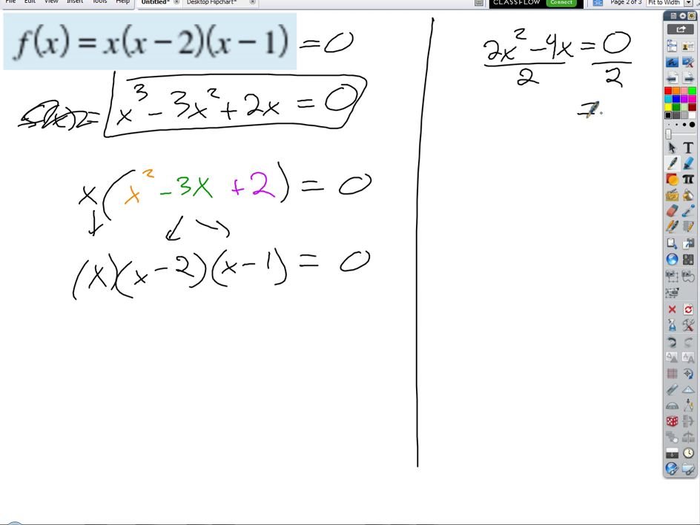And what would I get? 2 divided by 2 is, so I'm going to get x squared. 4 divided by 2 is, yeah, I'll get my negative 2, right? So I could just get that if I divide both sides by 2. I don't even have to factor that part out. But then I get this equation. Bailey, can I undistribute anything from that one?